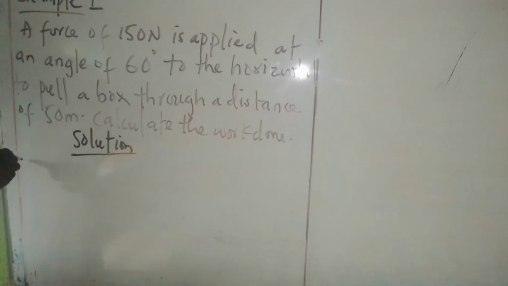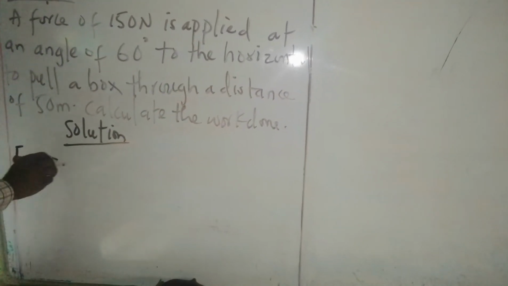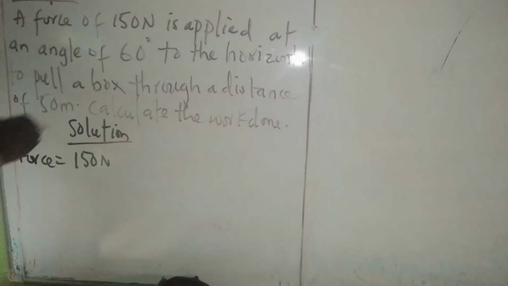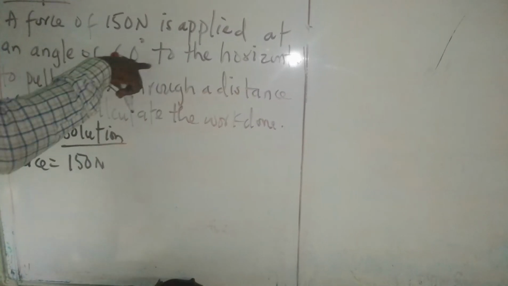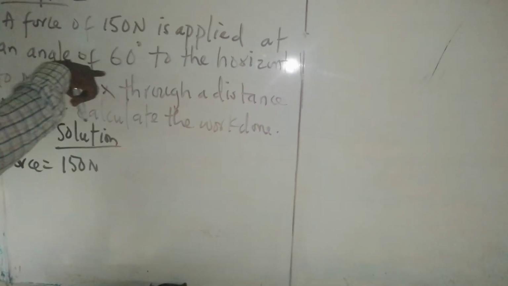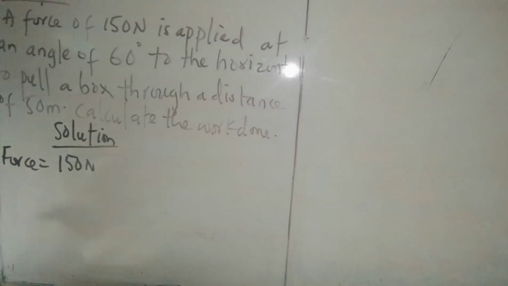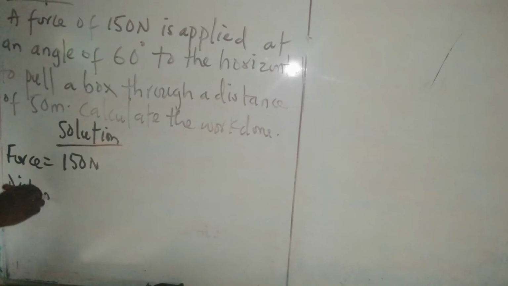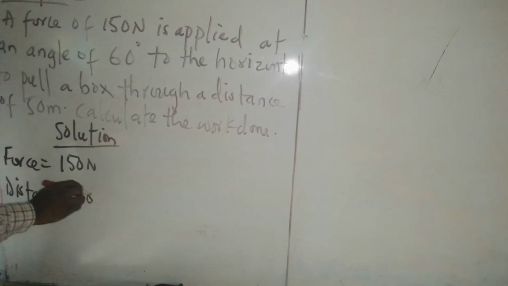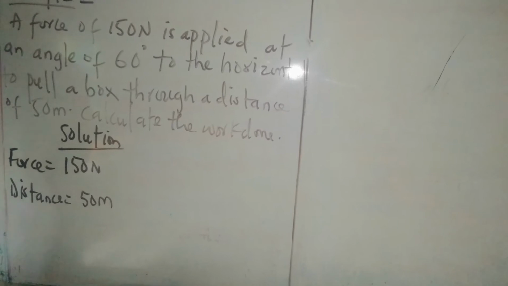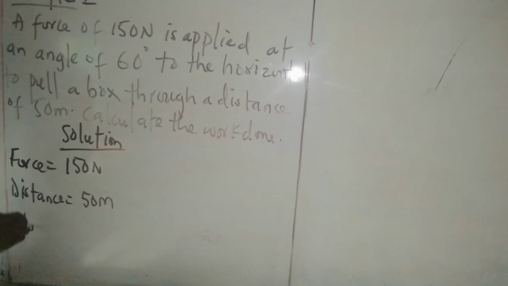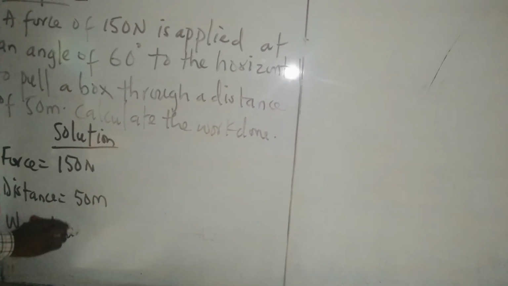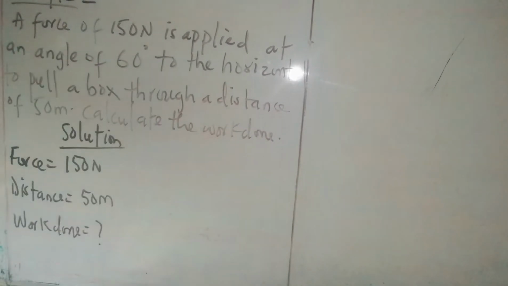So now, force is 150 Newton. No need for us using this 60. It's just showing us the angle in which the box moved, but you don't need it in this question to solve. The distance here is 50 meters. So we are looking for the work done. Work done is unknown. Can you see?